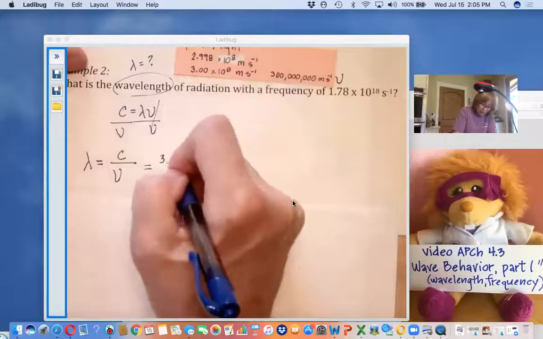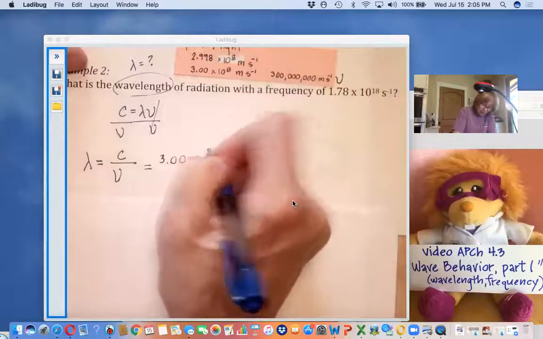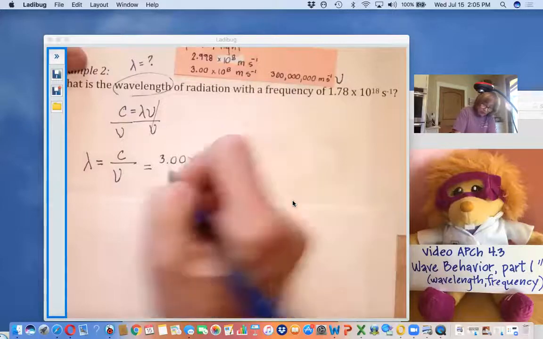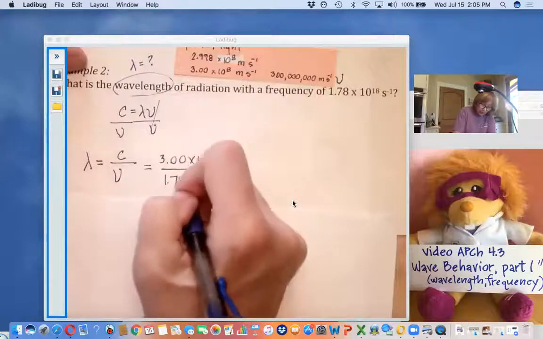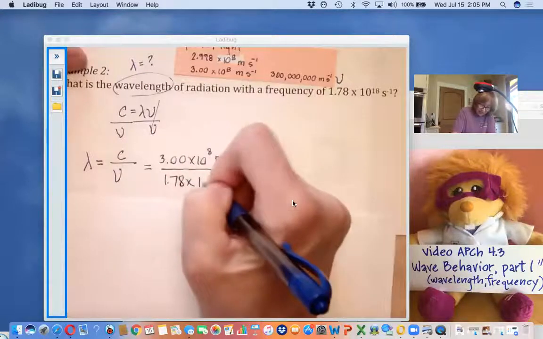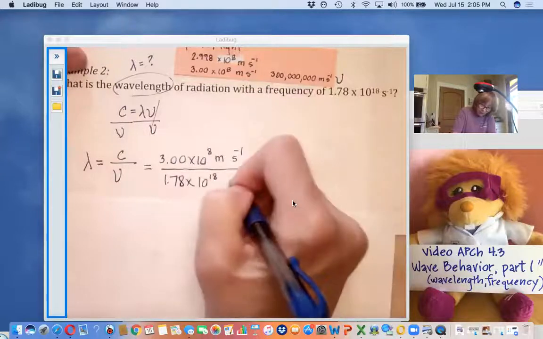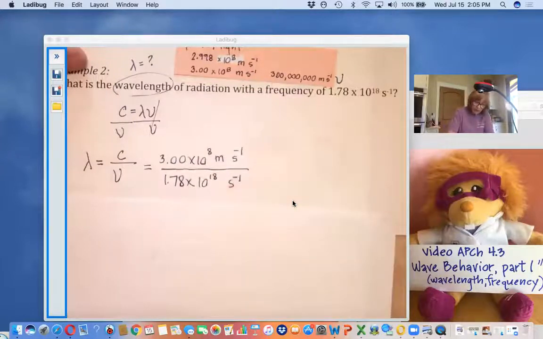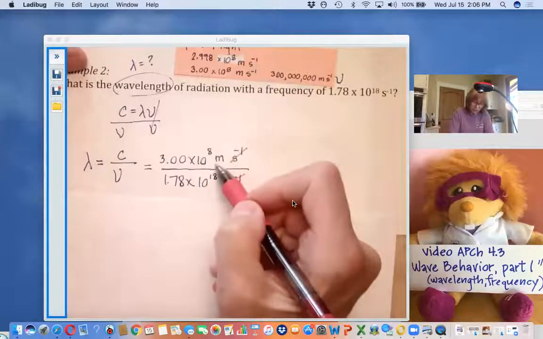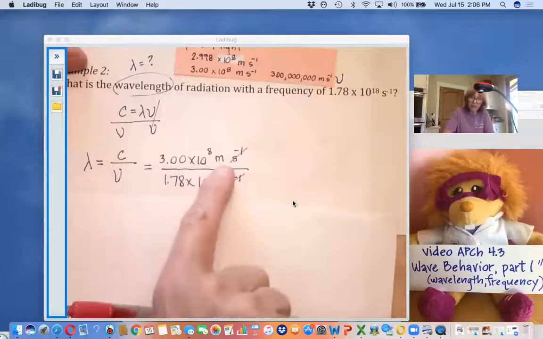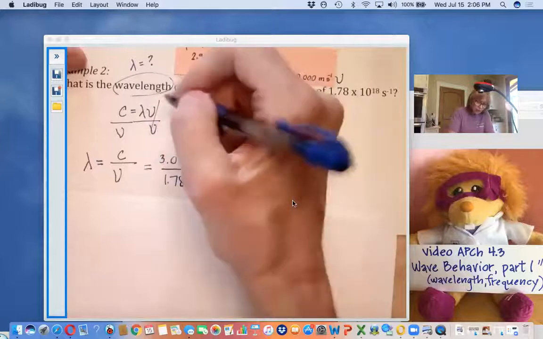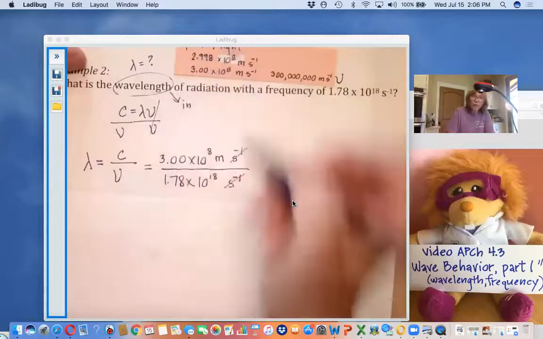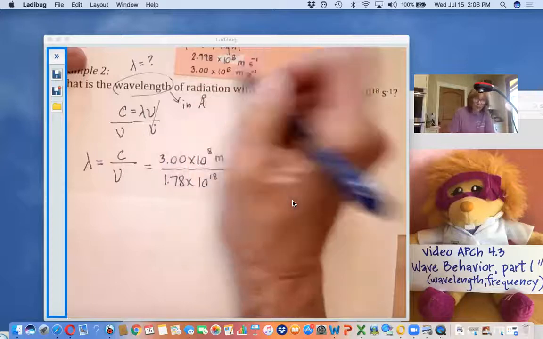Okay, 3.00 times 10 to the 8 meters per second, and I'm dividing by a frequency of 1.78 times 10 to the 18 per second. Per seconds divide out. And you can see this is going to give me an answer for wavelength in meters. So common sense check, that's totally appropriate. Let's just suppose though that they asked for the wavelength in angstroms.